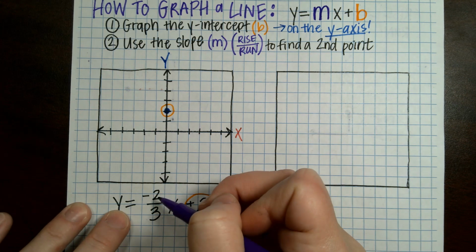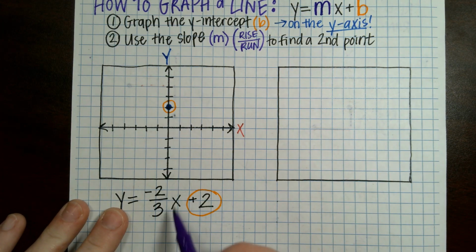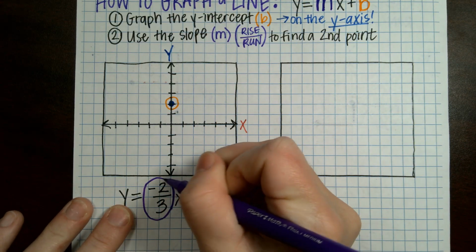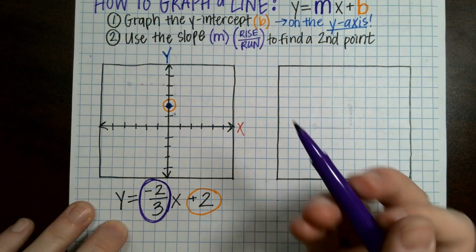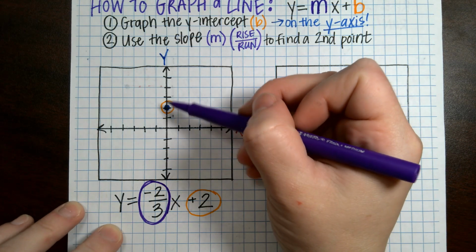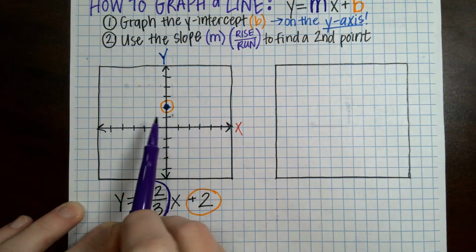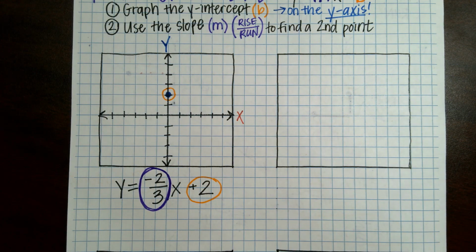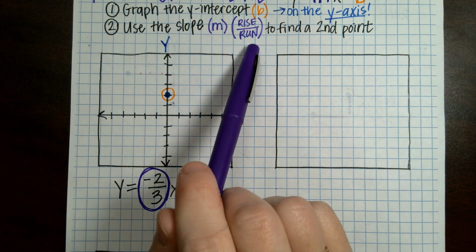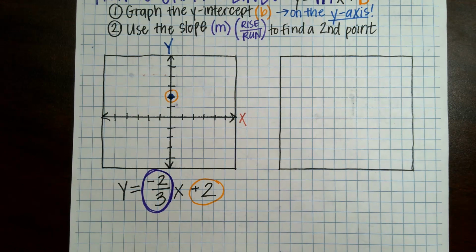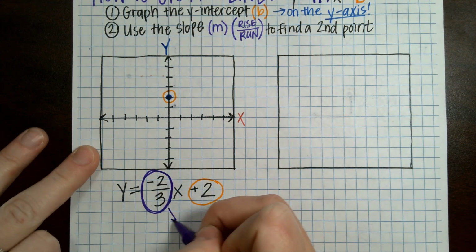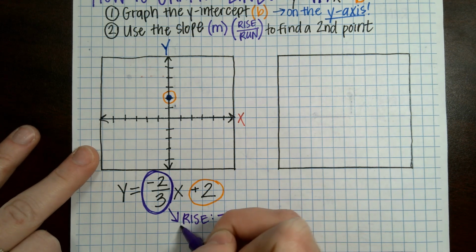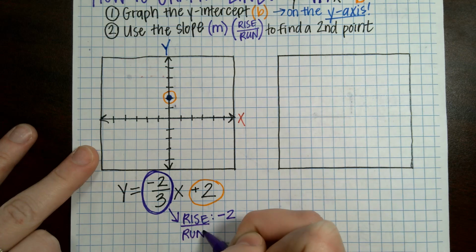Good. Not just -2. Negative 2 over 3. Yes, -2/3. This is our slope. So we need to figure out how many spaces we go up or down, and then how many spaces we go left to right to find our second point. So we remember that slope is rise over run. Let's identify our rise and our run. What's our rise? -2. Good. And what's our run? 3.